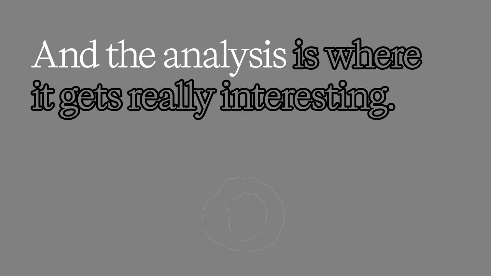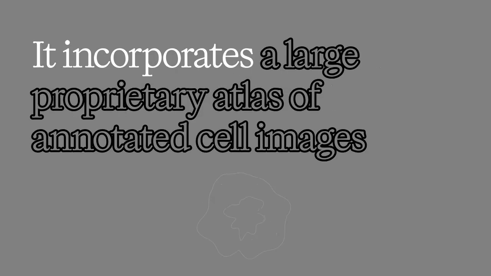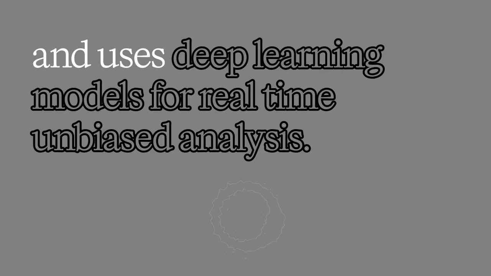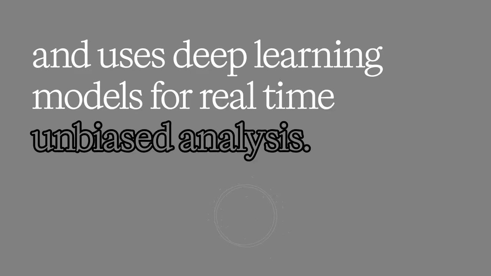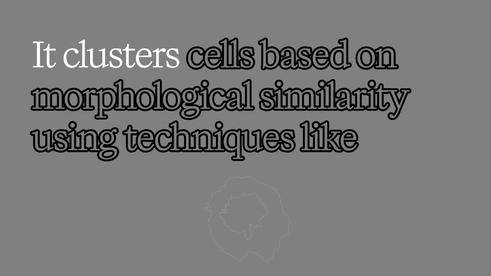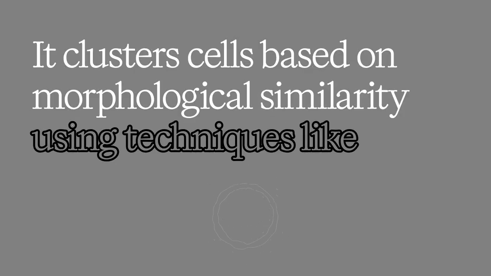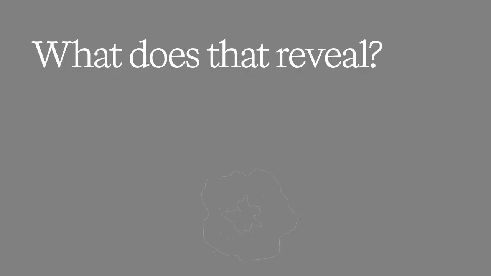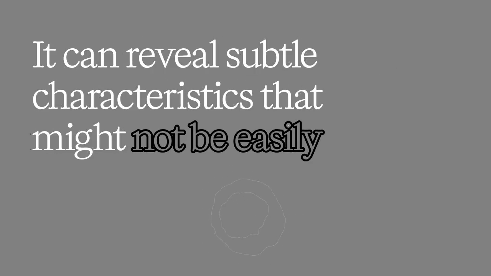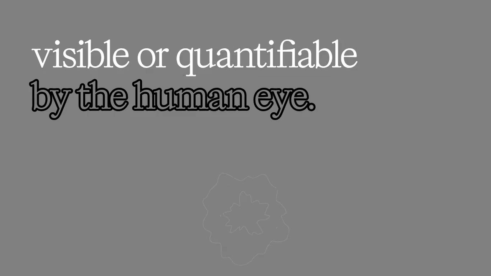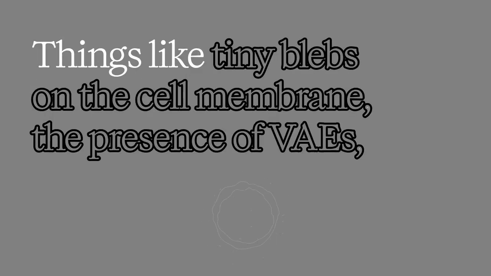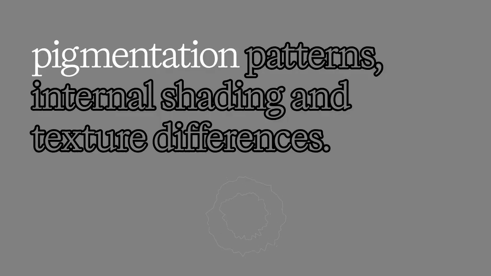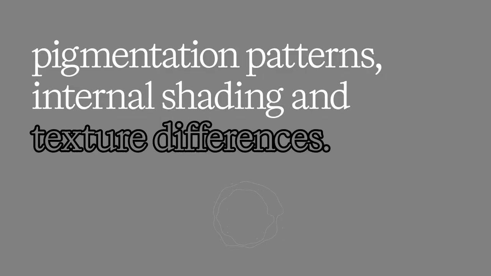Precisely. And the analysis is where it gets really interesting. It incorporates a large proprietary atlas of annotated cell images and uses deep learning models for real-time, unbiased analysis. It clusters cells based on morphological similarity using techniques like dimensionality reduction. Unbiased analysis, what does that reveal? Well, it can reveal subtle characteristics that might not be easily visible or quantifiable by the human eye. Things like tiny blebs on the cell membrane, the presence of vacuoles, pigmentation patterns, internal shading, and texture differences.